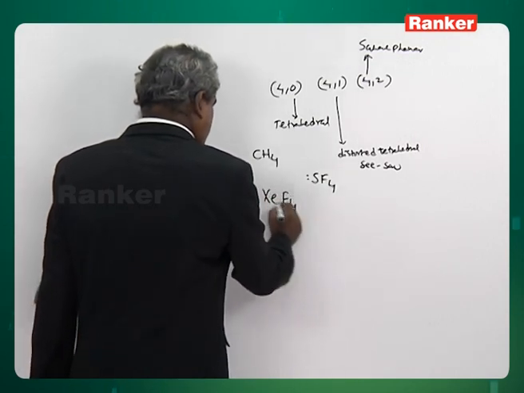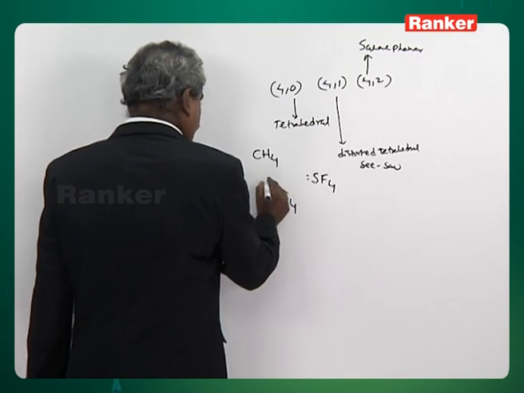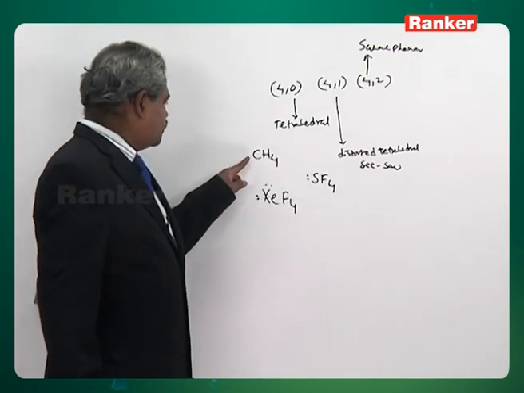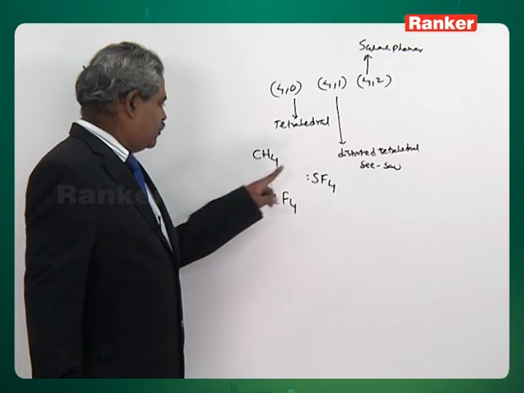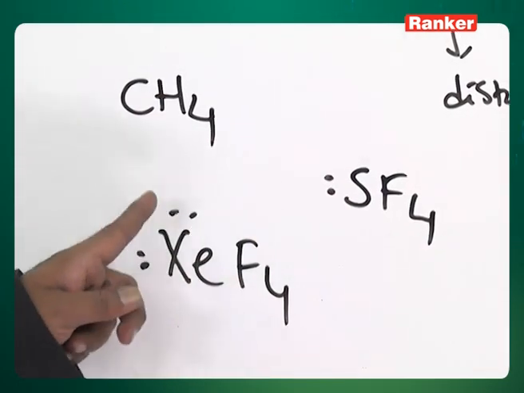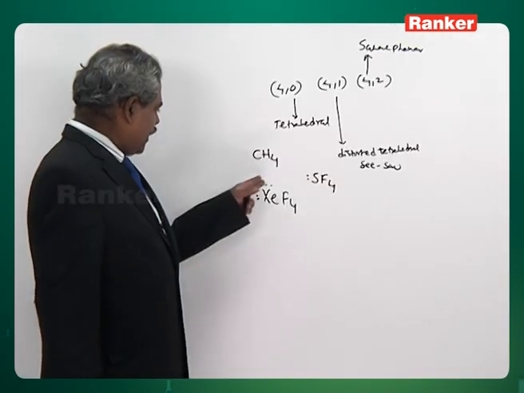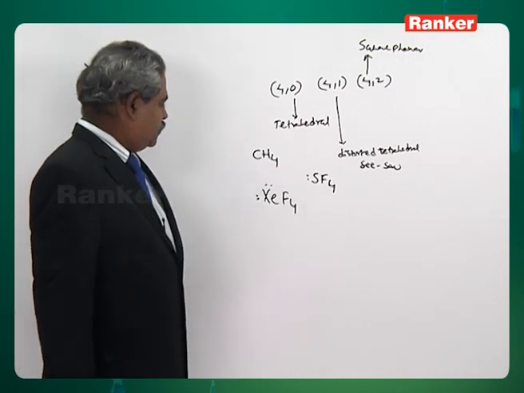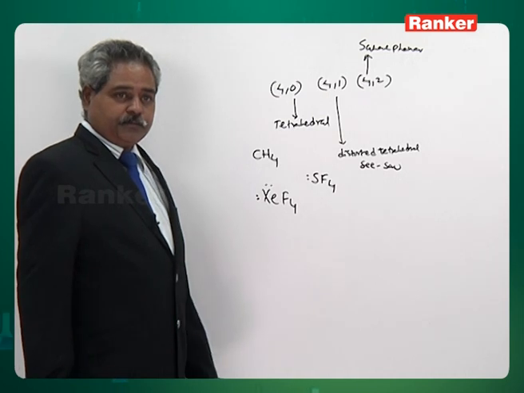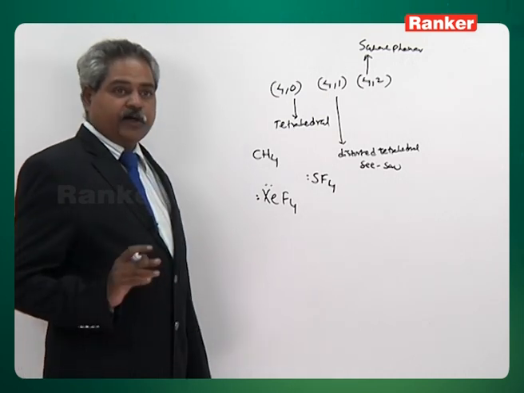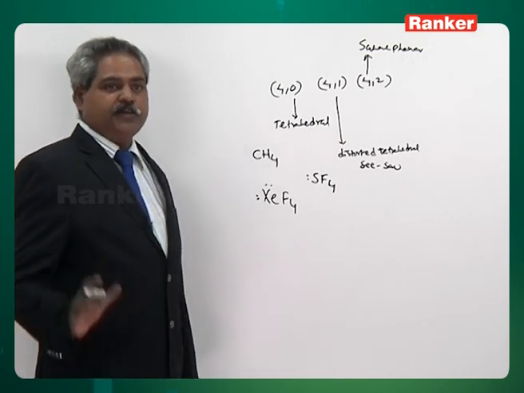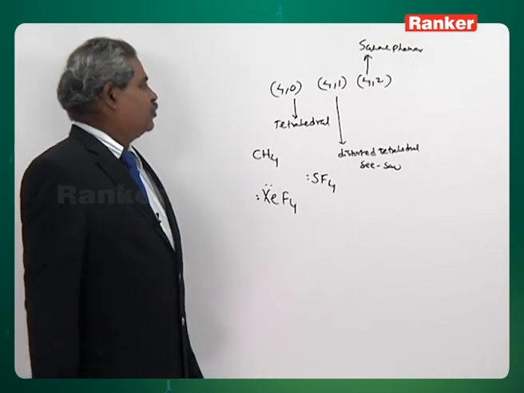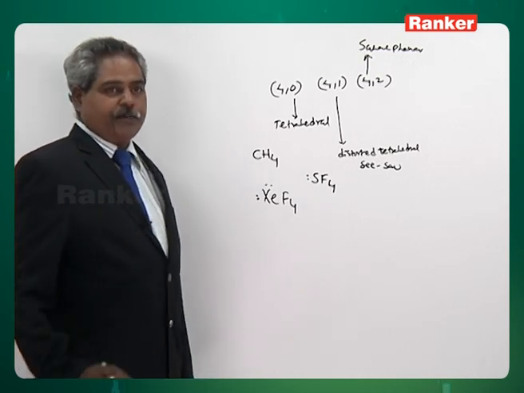XeF4. You should call it 4 2, and you can actually see the lone pairs. 4 0, 4 1, 4 2. Square planar. Like that 5 0, 5 1, 6 0, 6 1, 7 0. Just go through any list and get to the shape.